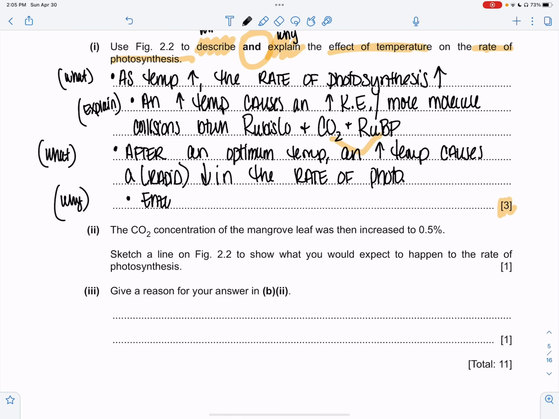Enzymes, and specifically Rubisco, denatures, which means it changes its shape. Additionally, an increase in temperature, so you don't have to say both these things, but an increase in temperature causes low gas or CO2 solubility.